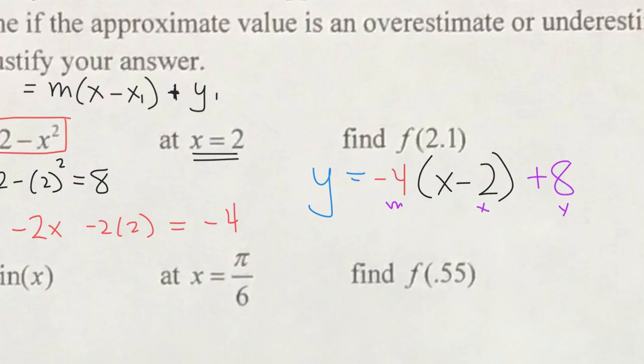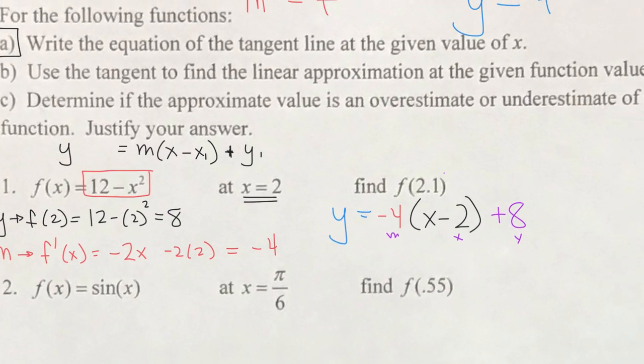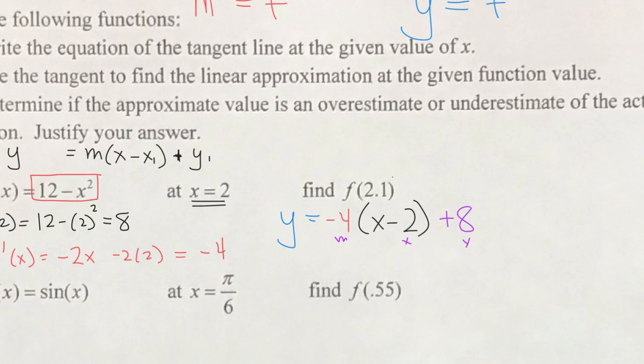So it says approximate, let's see, what else does it say? Use the tangent line to find the linear approximation. Okay, as in we are using a line to approximate a curve, right? 12 minus x squared is a curve, it's a parabola, at the point x equals 2. So we're going to use this linear line, our tangent line, to approximate the y value at 2.1, which is pretty close to 2, so hopefully it's going to be pretty good. So we just have to take 2.1 and plug it in for x.